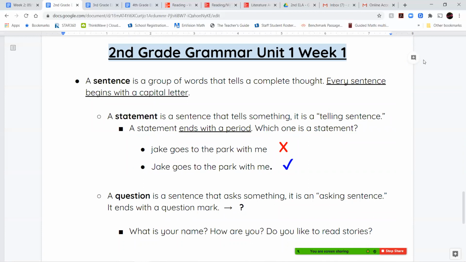Now, a statement is a sentence that tells something. It's a telling sentence. So if I'm telling you, I like apple pie, or my sister's backpack is green, these are telling sentences. I'm telling you something that's going on. A statement ends with a period. So we're going to take a look at these 2, and we're going to decide which one is a statement.